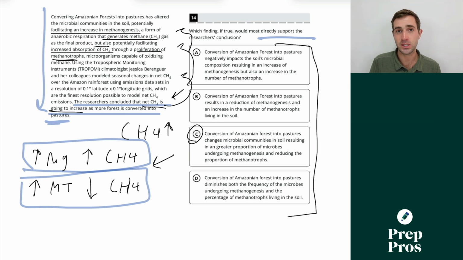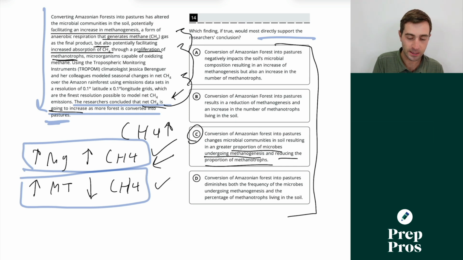And that's exactly what C says. Conversion of the Amazonian forest into pastures changes microbial communities in soil, resulting in a greater proportion of microbes undergoing methanogenesis. That's what we're looking for, in reducing the proportion of methanotrophs. That's the second thing we're looking for. That's how we can see that that is correct.